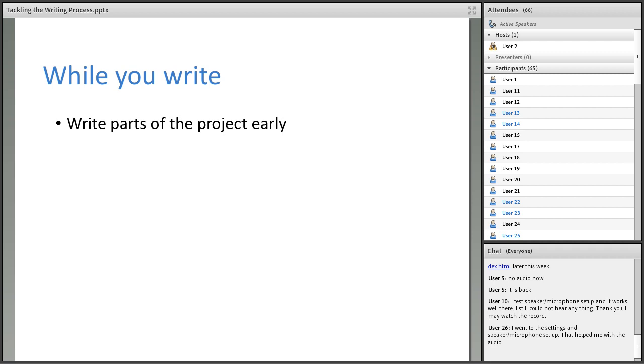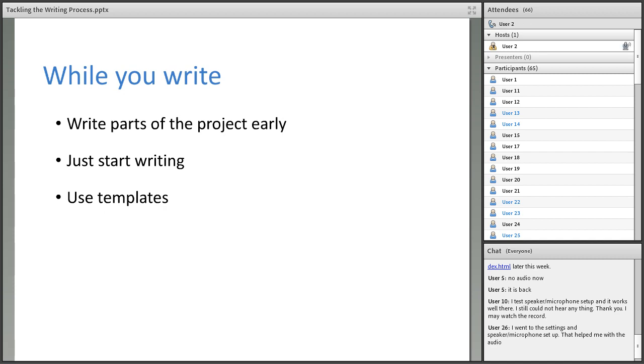To avoid writer's block while you're writing, write parts of the project early. Start writing the parts of the manuscript or the grant proposal that you can when you can. Don't put it off. Also, just start writing. Don't wait until you have all of what you want to write set in your mind. The act of writing itself can spark creativity and build momentum.